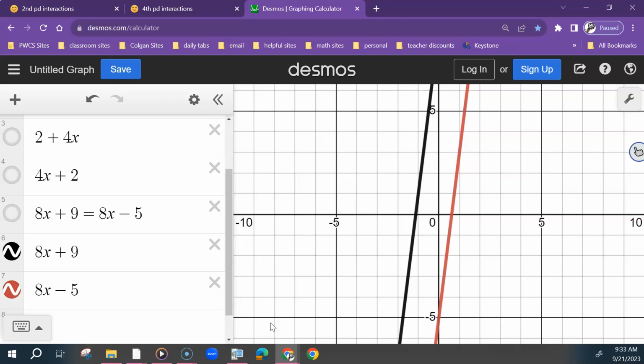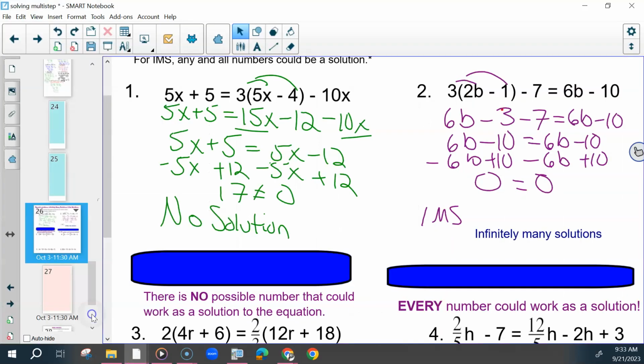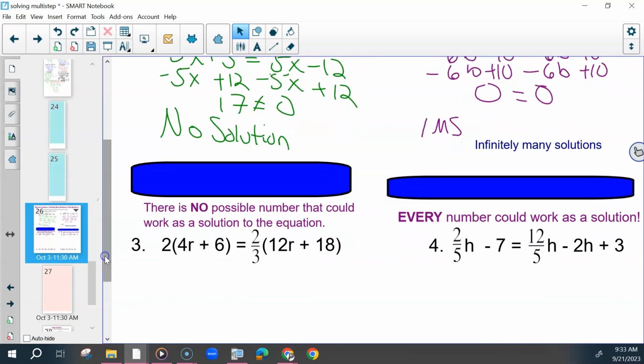Questions on the different types of solutions? I want you to practice numbers 3 and 4. Talk to each other, check your answers with each other. If you have questions or you might help, let me know. We're on board.